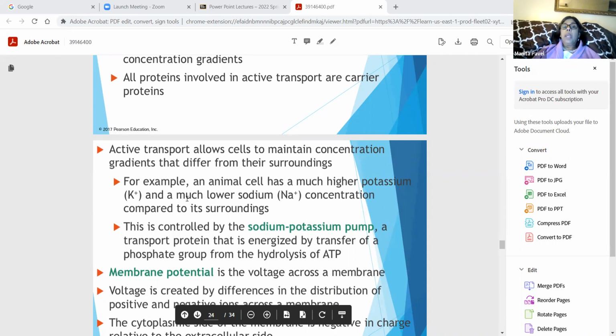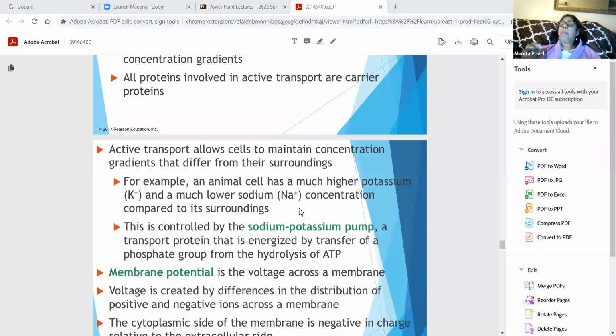An example of active transport in animal cells is that an animal cell has a much higher concentration of potassium ions and a lower concentration of sodium ions compared to its surroundings. Now, this is a key pump, a very important pump called the sodium potassium pump, that operates in our cells. This sodium potassium pump is a transport protein that is energizing the transfer of a phosphate group by the hydrolysis of ATP.